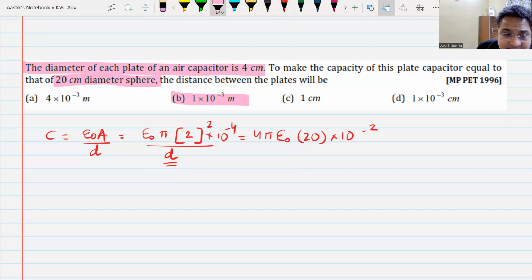Do we understand this? Again, I have taken diameter instead of radius here also. So, if I had taken it both in the diameter form, they would have cancelled. No, they would not have cancelled there also. So 10 there. So from there you will get the answer as 1 into 10 to the power minus 3. Do we understand this? Yes. Anyone understood this? Yes, sir.